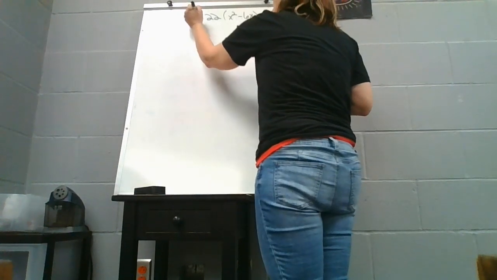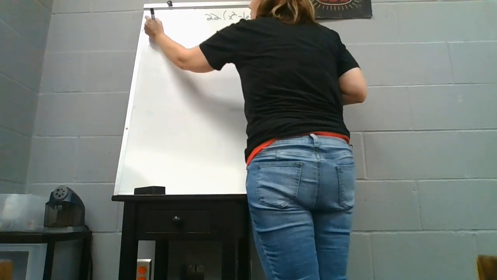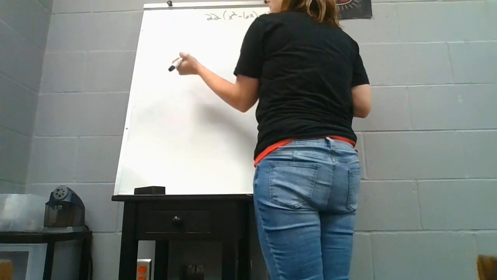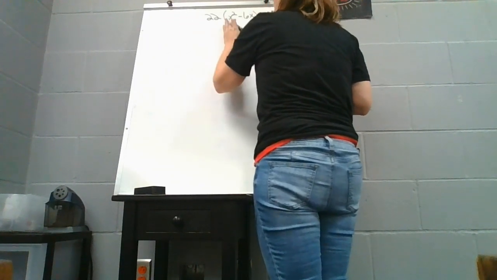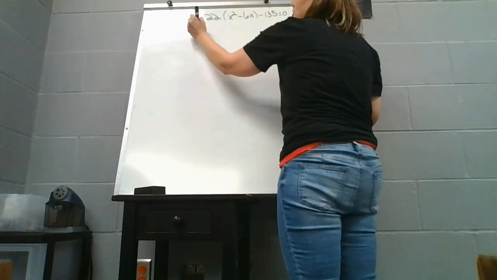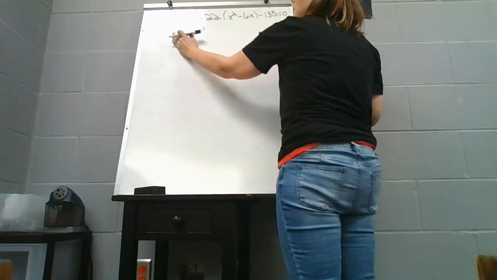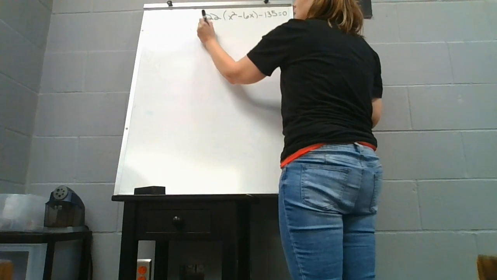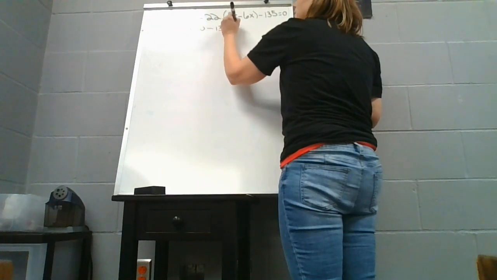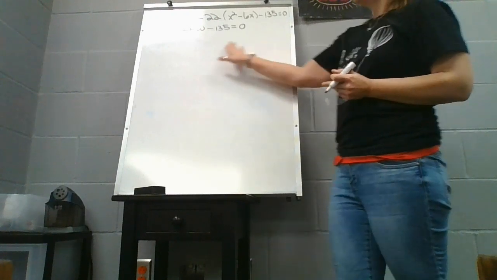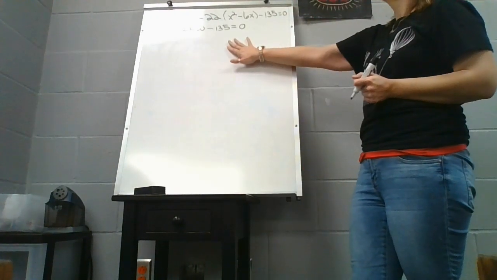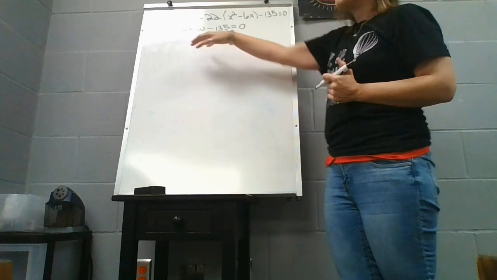Now, since this is squared, I'm going to also square my letter. So W², minus 22, and then x² - 6x is just our W. So W² - 22W - 135 = 0. Now that I've simplified it down enough to work with, we're going to factor this.